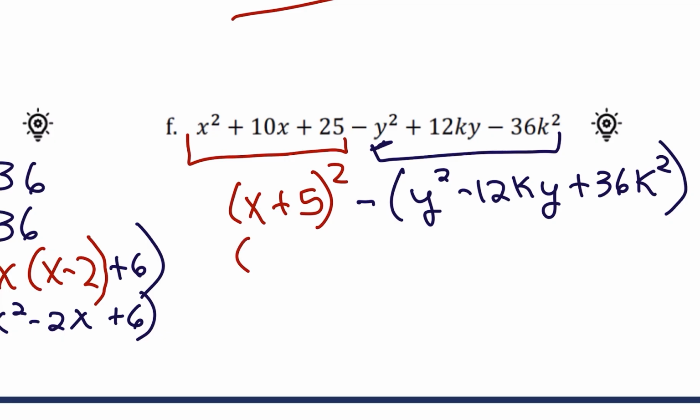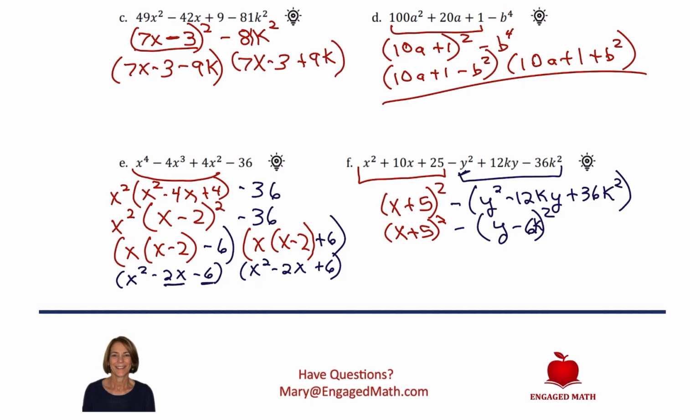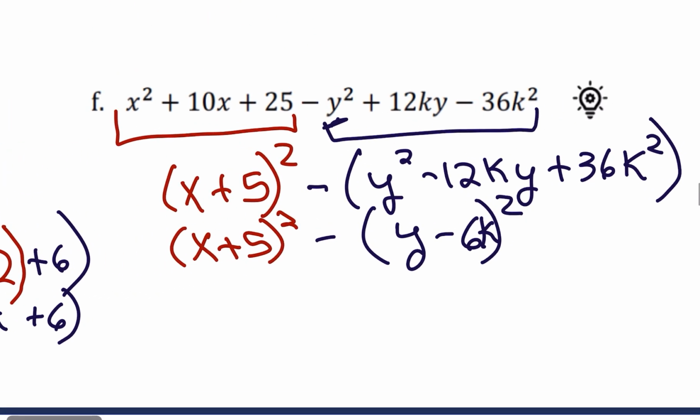Okay, next step. We're going to rewrite x plus 5, the quantity squared. Nothing else we can do with that. But here's the tricky part. This is also a perfect square trinomial. So we can say y minus 6k, the quantity squared. The reason I know it's a perfect square trinomial is the square root of the first term, y squared, times the square root of the last term, 6k, gives us 6ky, and that doubled is 12ky. That's why I know it's a perfect square trinomial.